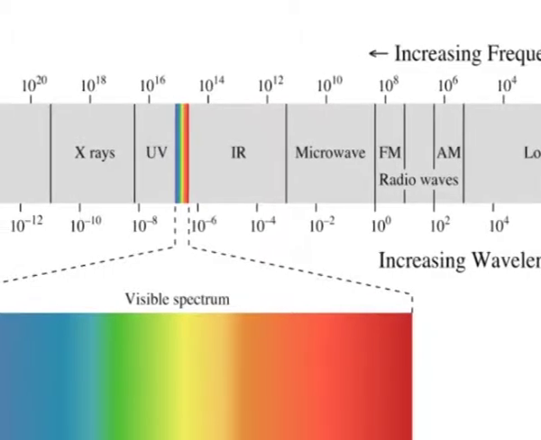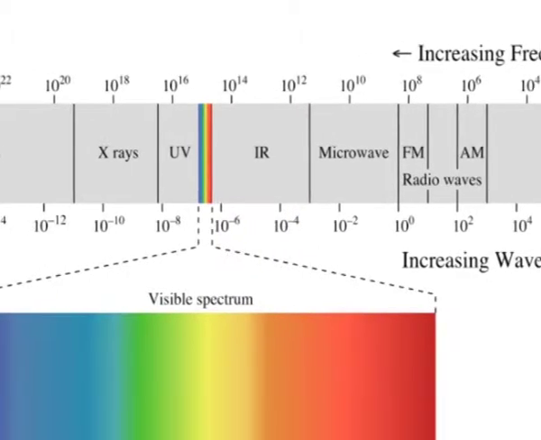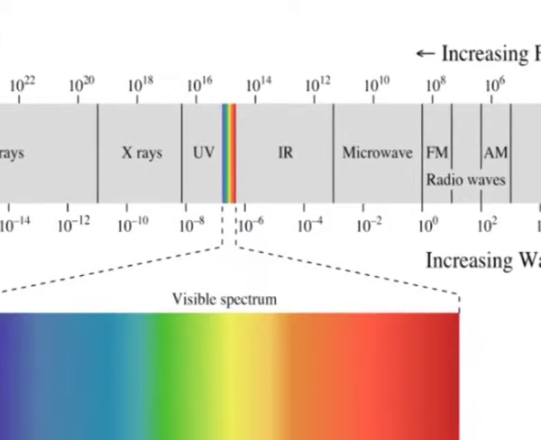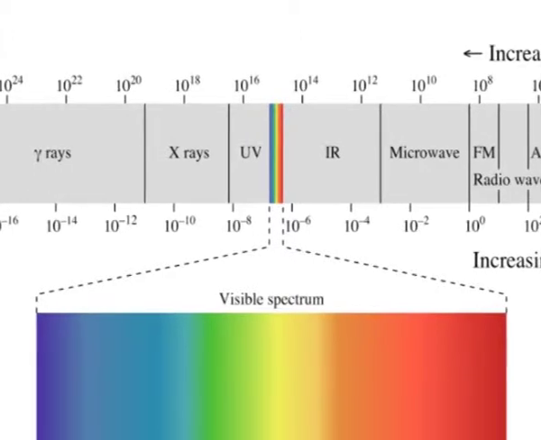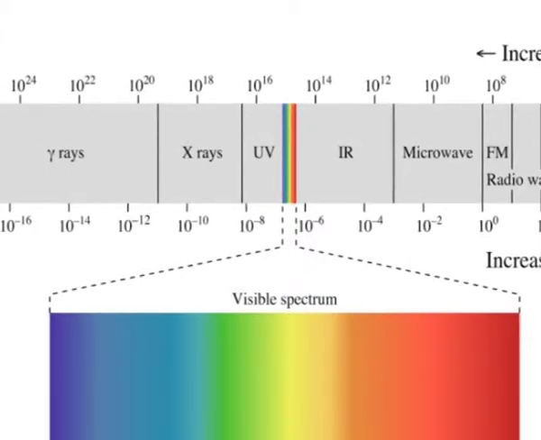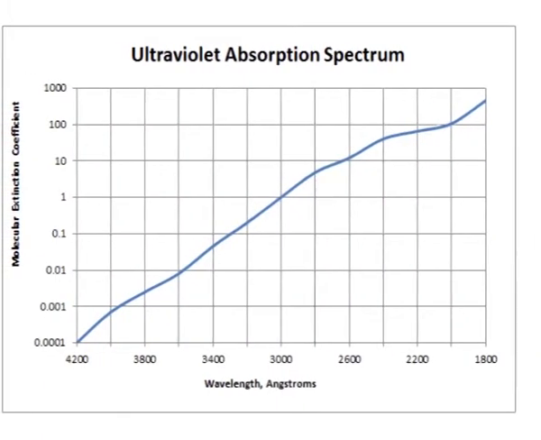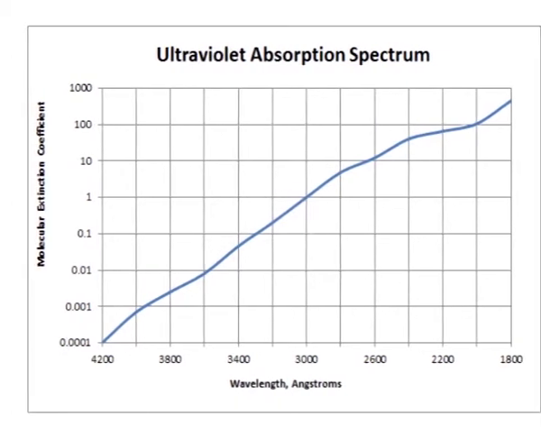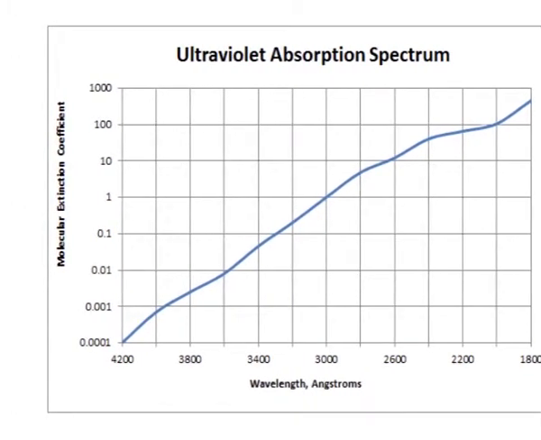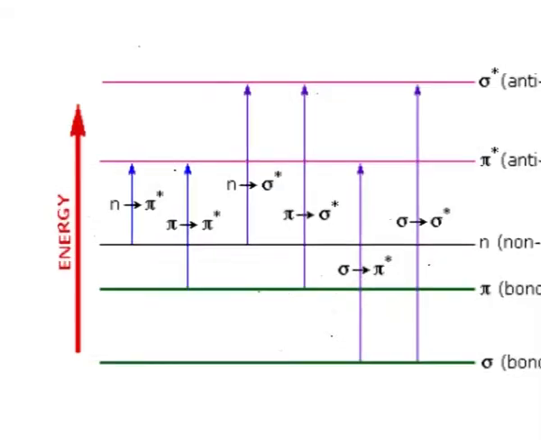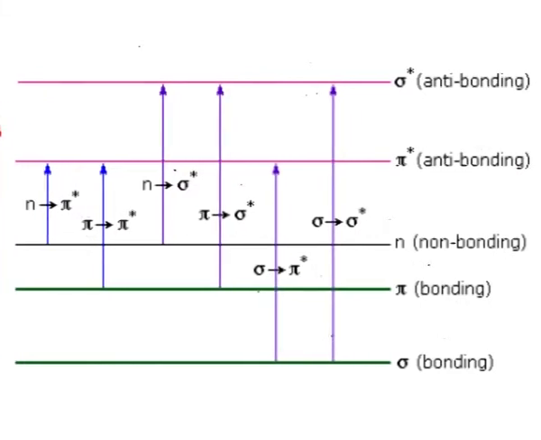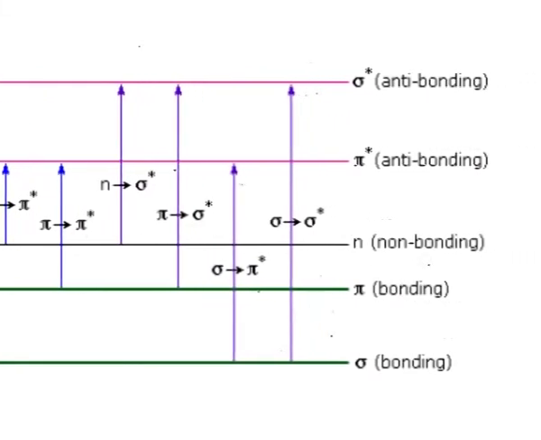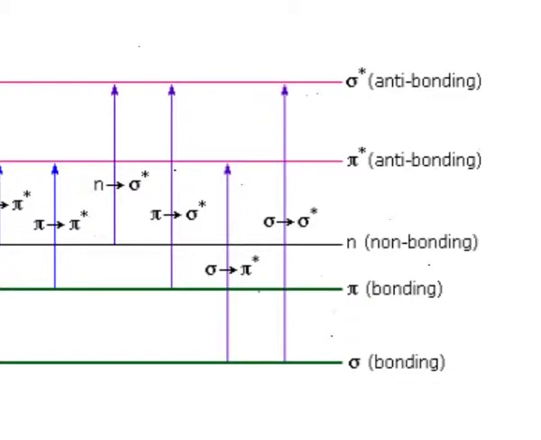The region beyond red is called infrared, while that beyond violet is called ultraviolet. The wavelength range of UV radiation starts at blue end of visible light, 4000 angstrom, and ends at 2000 angstrom. Ultraviolet absorption spectra arises from transition of electron within a molecule from a lower level to a higher level. When a molecule absorbs ultraviolet radiation of frequency, the electron in that molecule undergoes transition from lower to higher energy level.